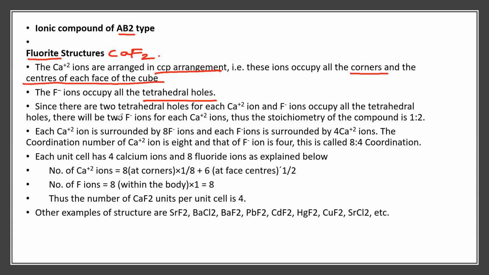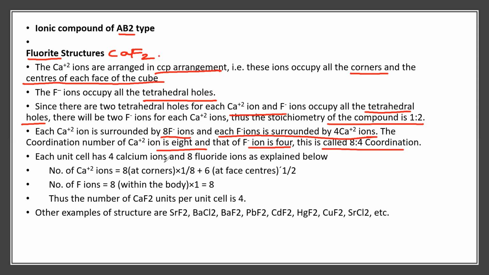Now, since there are two tetrahedral holes for each calcium ion and F minus ions occupy all the tetrahedral holes, there will be two F minus ions for each calcium ion. Thus, the stoichiometry of the compound is in the ratio 1:2, unlike the first case, AB type 1:1. Each calcium ion is surrounded by 8 F minus ions, and each F minus ion is surrounded by 4 calcium ions. Very, very important here. Hence, the coordination number of calcium is 8 and that of fluorine is 4, and this is called 8:4 coordination.